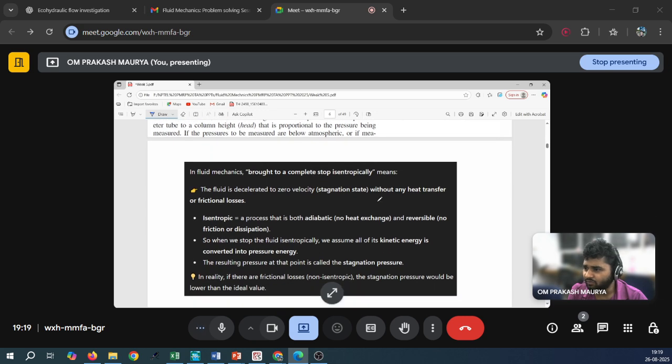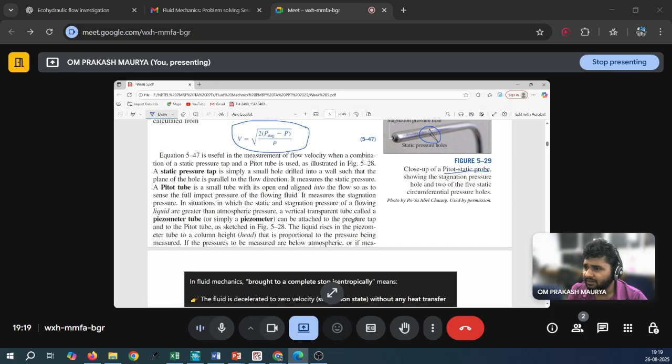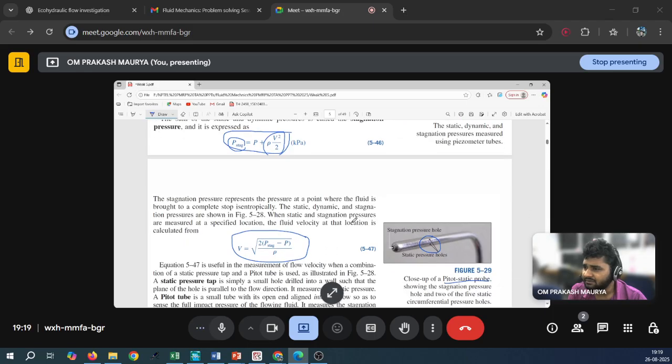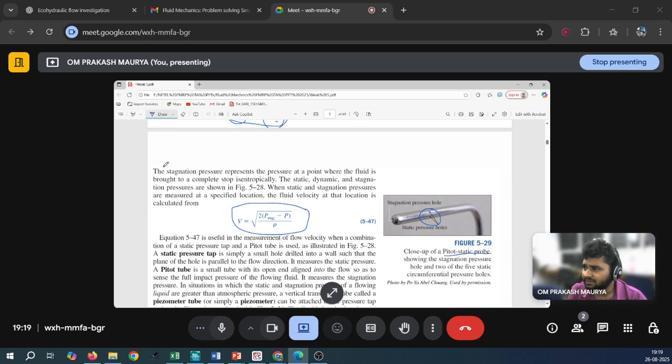Now let us move on to another concept. Here you can see something which is very important. This line: the stagnation pressure represents the pressure at a point where the fluid is about to come to a complete stop isentropically. Why is the term isentropically used here? So let us first understand the meaning of isentropic.